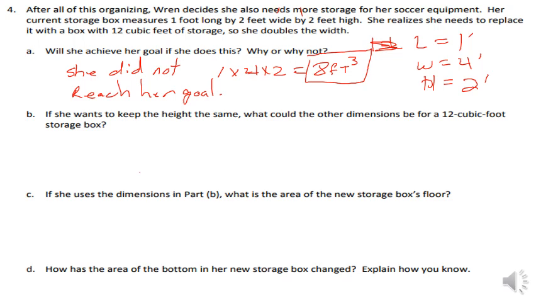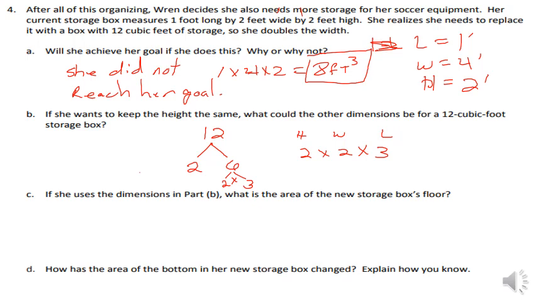If she wants to keep the height the same, what could the other dimensions be for a 12 cubic foot storage box? Okay, well, we want to start off with 12. And it says she wants to keep the height the same. So I'm going to look up here, and the height was 2 feet. So that means this one here is going to have to be 6 feet. And then when I go to these, I could go with a couple of them, but I'm just going to go with 2 and 3. So now the dimensions would be 2 by 2 by 3. This here being my height, my width, and my length.